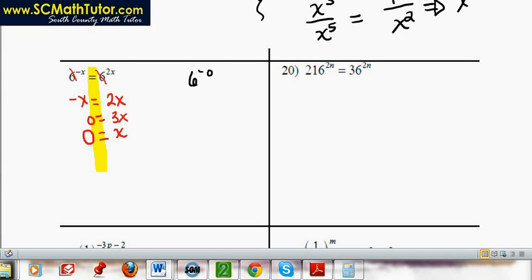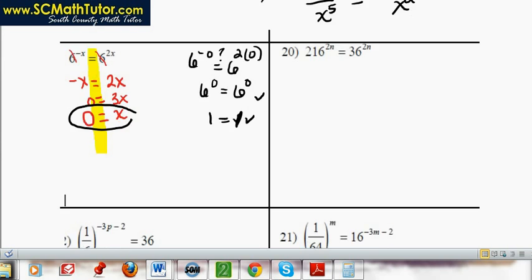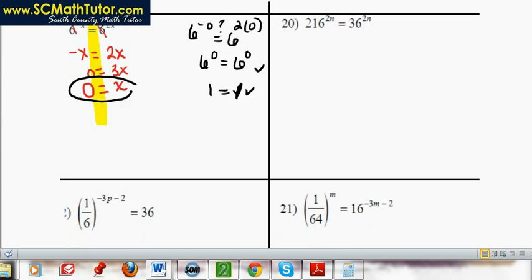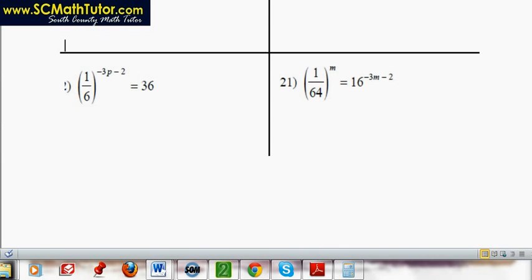Is 6 to the negative 0 really equal to 6 to the 2 times 0? Well, 6 to the 0 is 1, and 2 times 0 is 0. Anything to the 0 is the same, or you can say 1 equals 1. So let's do 20 right now. Let's go ahead and do this one where we don't know what the number is. 1 over 6 equals 36.